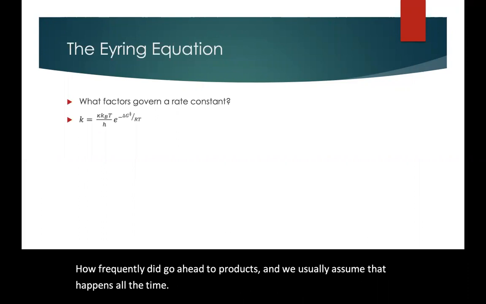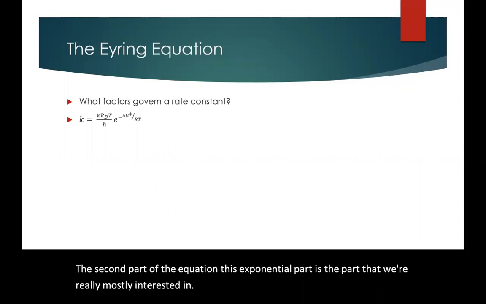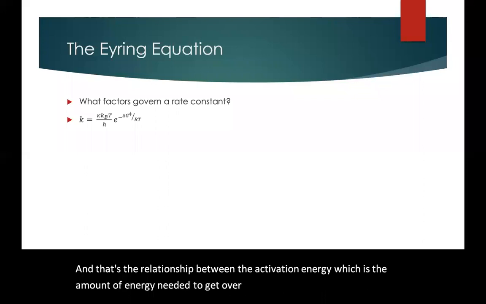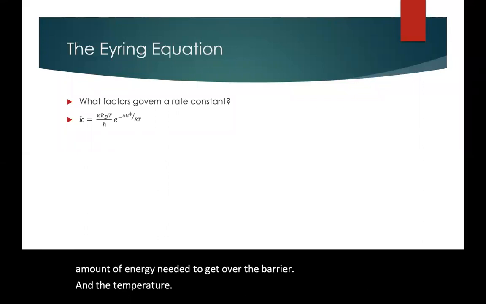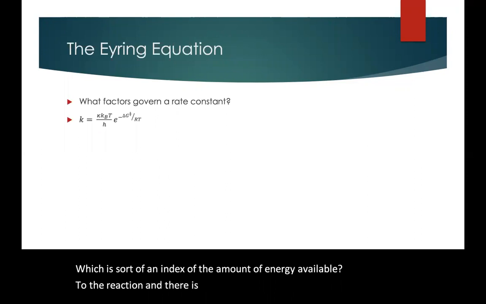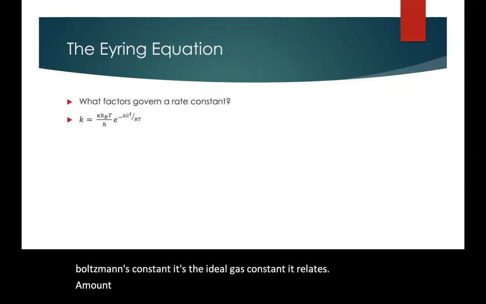The second part of the equation, this exponential part, is the part that we're really mostly interested in. And that's the relationship between the activation energy, which is the amount of energy needed to get over the barrier, and the temperature, which is sort of an index of the amount of energy available to the reaction. And there's a factor of R there. R is a lot like Boltzmann's constant. It's the ideal gas constant. It relates the amount of energy in the molecules to the temperature available.